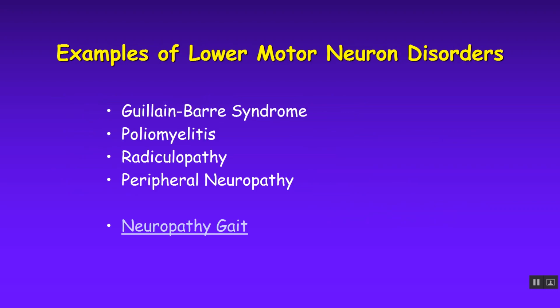These are examples of lower motor neuron disorders. Guillain-Barré syndrome, demyelination of the ventral root. Polio. Polio is the prototypical, best demonstration of a lower motor neuron problem. Polio just kills anterior horn cells. It doesn't kill anything else. People with polio are perfectly conscious, but it just goes and destroys anterior horn cells.